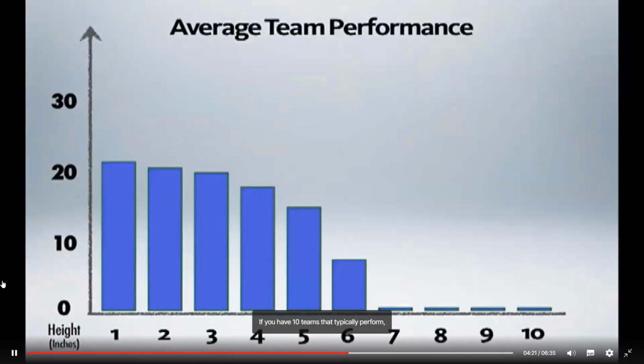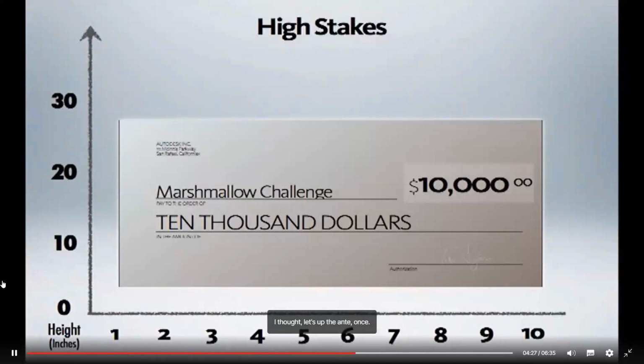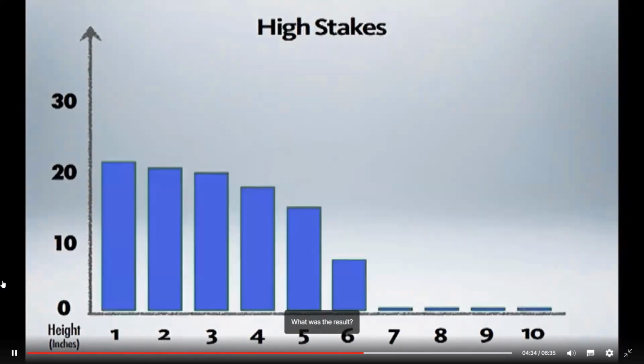If you have 10 teams that typically perform, you'll get maybe 6 or so that have standing structures. And I tried something interesting. I thought, let's up the ante once. So I offered a $10,000 prize of software to the winning team. So what do you think happened to these design students? What was the result?